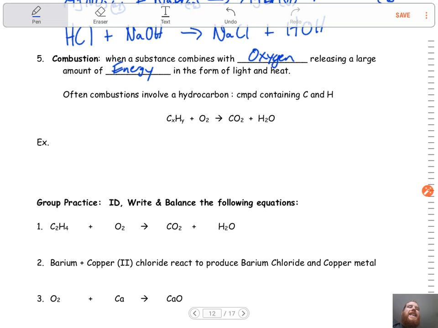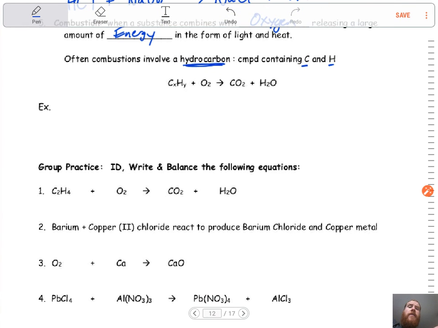So combustion reactions, guys, involve this thing called a hydrocarbon. Don't analyze this or overthink it. Hydro, hydrogen. Carbon, carbon. So it's a compound, guys, that has carbon and hydrogen in it. We'll talk more about hydrocarbons when we do our last unit of the year, which is organic. But for now, to identify a combustion reaction, look for oxygen as a reactant and then the same two products every single time. They will always produce water and carbon dioxide.